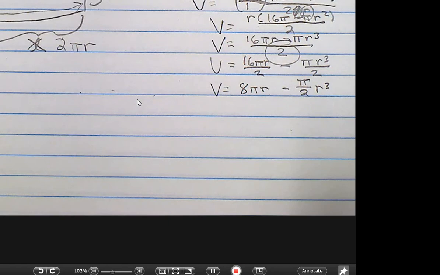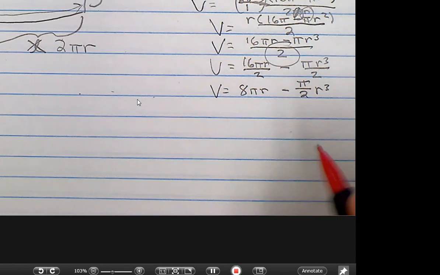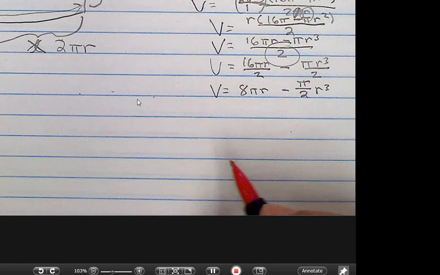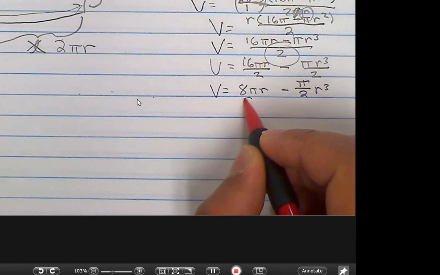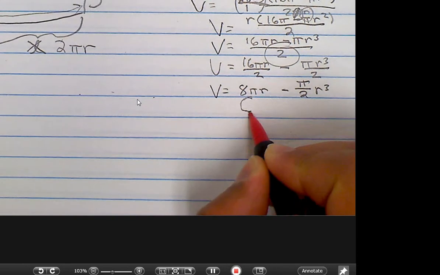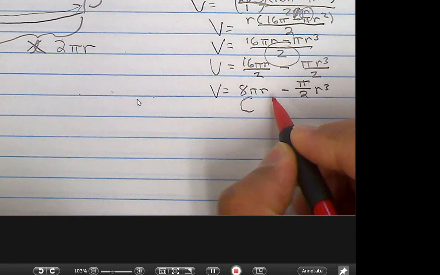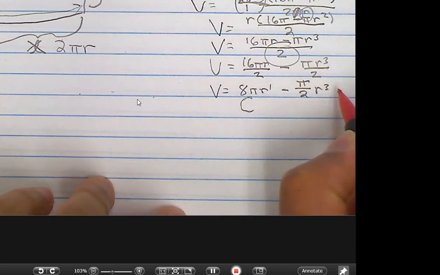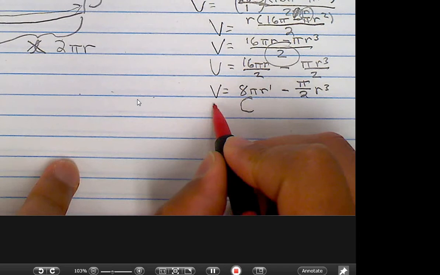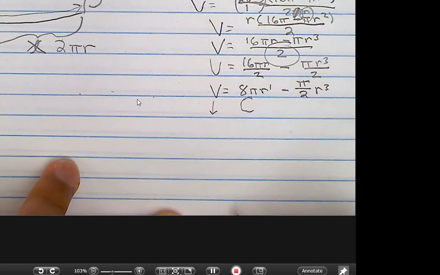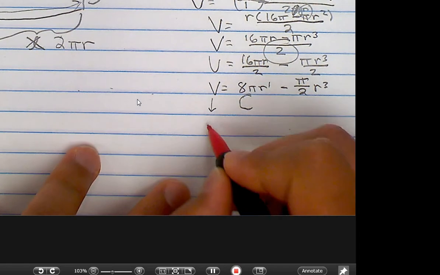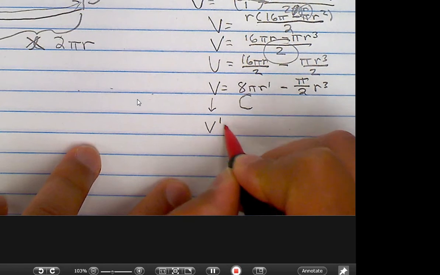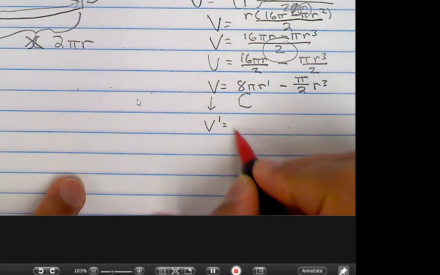Alright, guys. Some of y'all might be scared of this. Let me calm you down a little bit. This is a multiplying constant. R is like X, and V is like Y. What's the derivative of Y? Y prime. So the derivative of V would be V prime equals 8 pi, because that's just a constant.